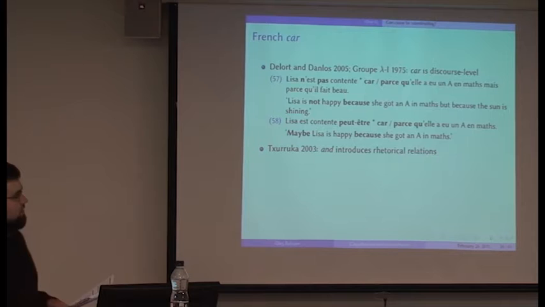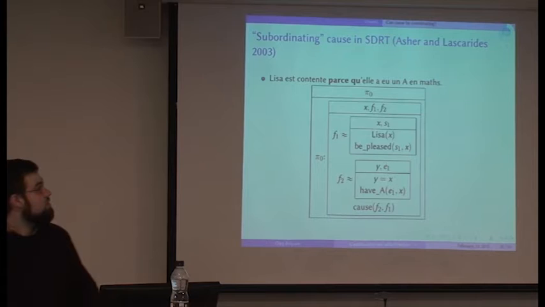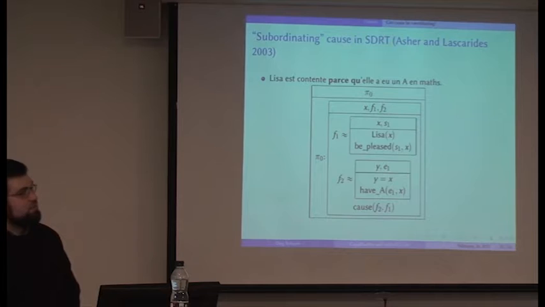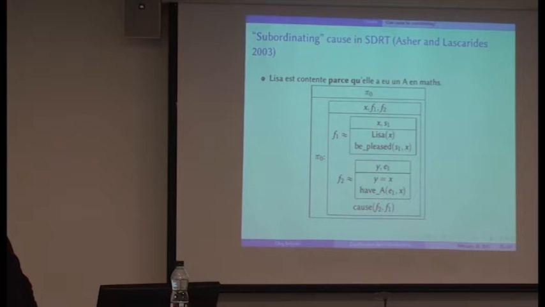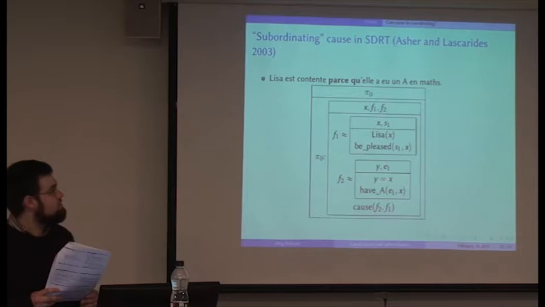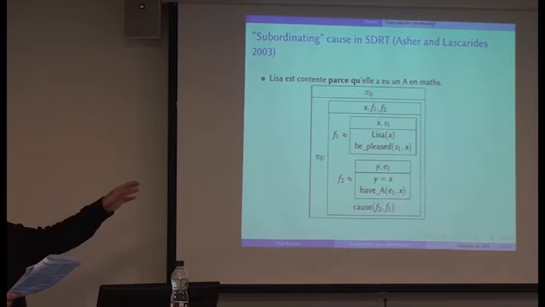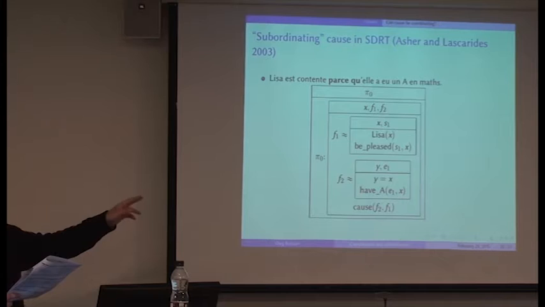Let's skip this. So the solution that Delors and Danleu propose is cast in the framework of segmented discourse representation theory of Asher and Lascarides. Here on the slide you see the structure they proposed for the sentence "Lisa is pleased because she got an A in maths" with the subordinating conjunction parce que. The idea is that there is just one speech act, P0, then we have one DRS which contains two facts, and these facts are linked by a subordinating relation, which is part of the same speech act.